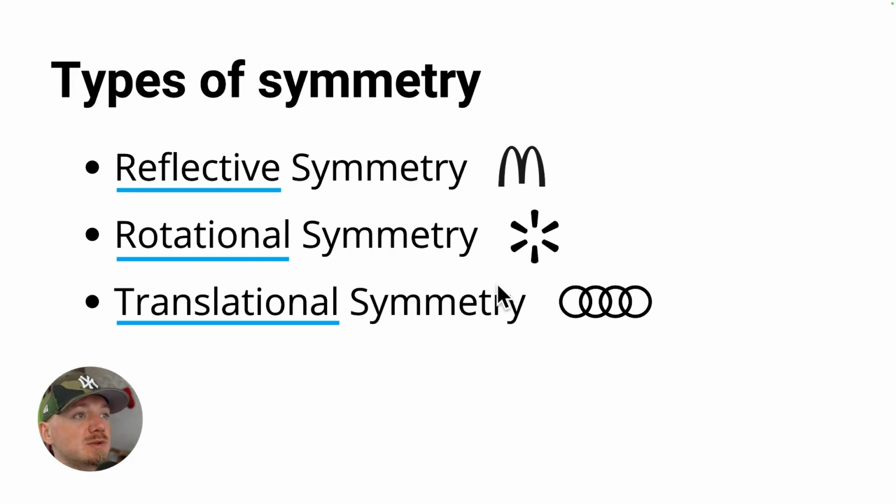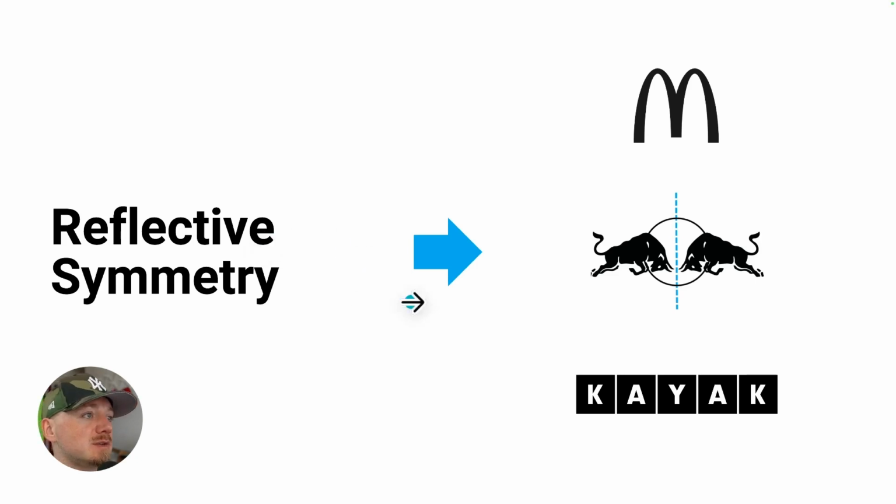So basically we have three basic types of symmetry: reflective symmetry, rotational, and translational. The most common type is reflective symmetry, and a perfect example is the Red Bull logo, because we can basically take the left side, this bull, and then mirror this on the right side, right? And the same with the McDonald's letter mark. If we split it in the middle, the left part equals the right part.